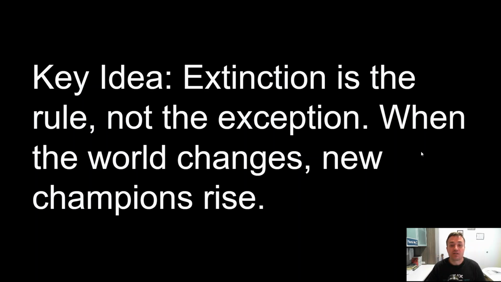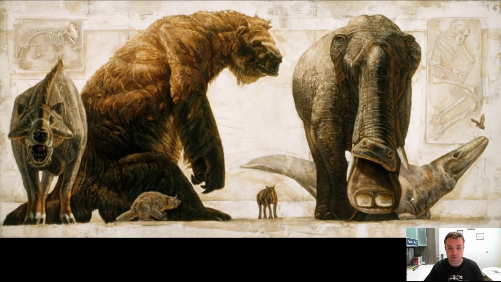Extinction, of course, is the rule. It is not the exception. Most life that has ever lived on Earth, 99% of everything that has ever evolved ever, is now dead. The world changes, new champions arise, and we get a new flood and variations and types of different things that we didn't see before. But eventually, if things follow the pattern of the past, most of what we see around us will go extinct at some point, and we'll end up with a brand new set of things.